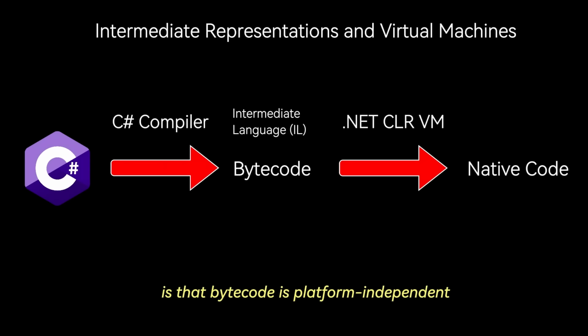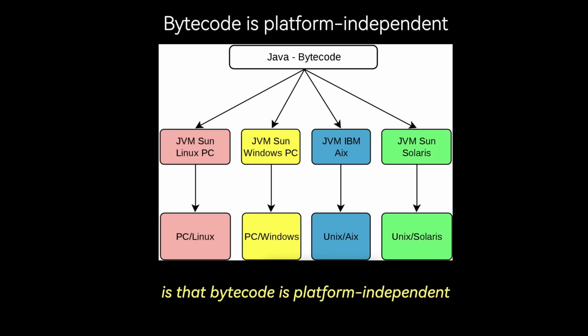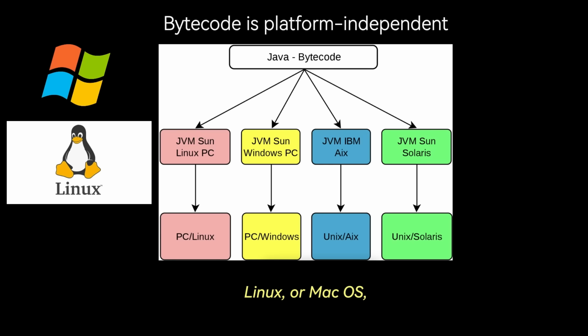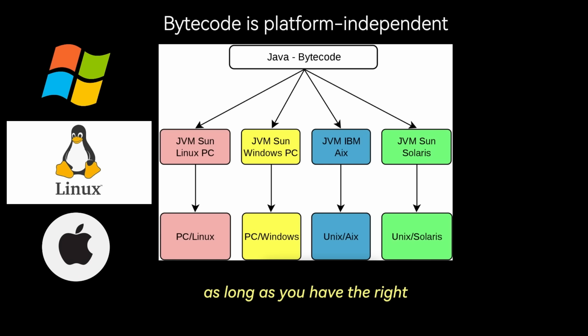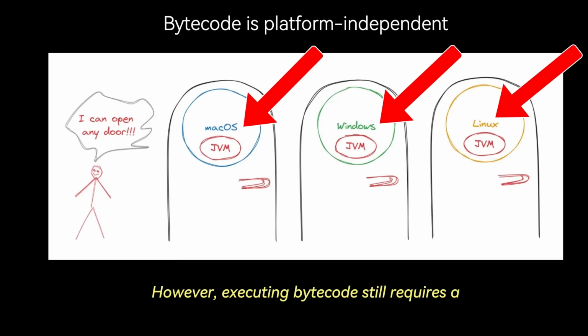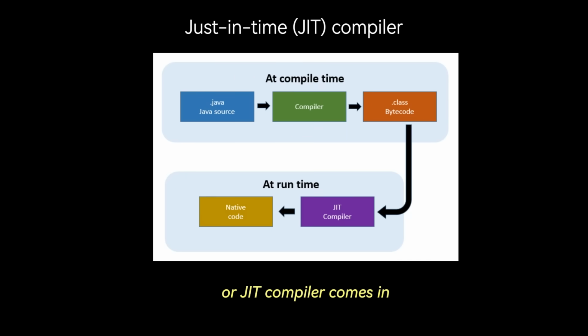The key benefit here is that bytecode is platform independent and highly portable, meaning you can run the same .class file on Windows, Linux, or Mac OS as long as you have the right virtual machine installed. This makes development and deployment simpler across multiple platforms. However, executing bytecode still requires a way to bridge the gap to actual machine code, and that's where the just-in-time or JIT compiler comes in.